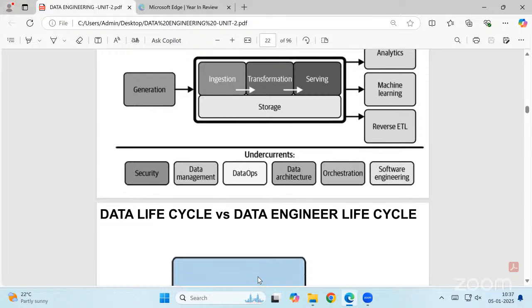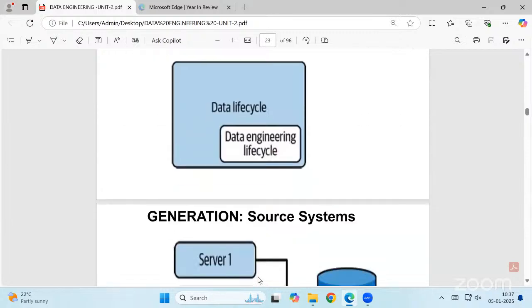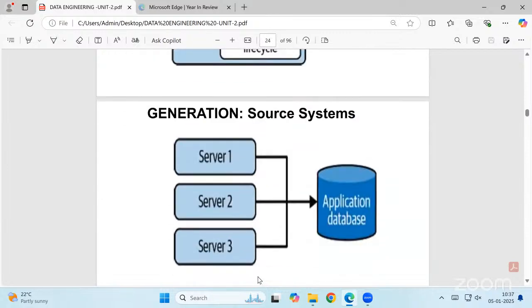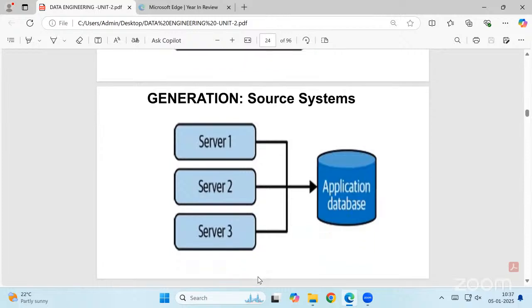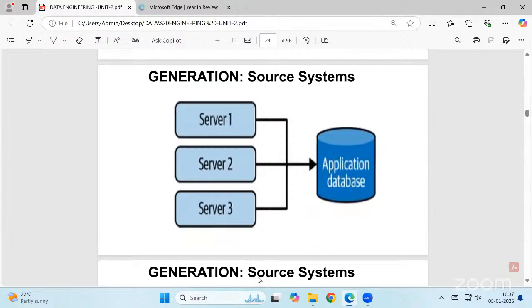Now first, data generation. If you have a broad picture, you can easily understand what these topics are and where they come from. Now data generation, again, is a subset of the data life cycle. We have different sources where data will be generated. Let's say if it is an application database, this is where you are going to have MySQL databases.